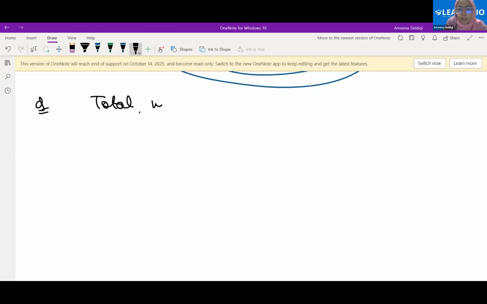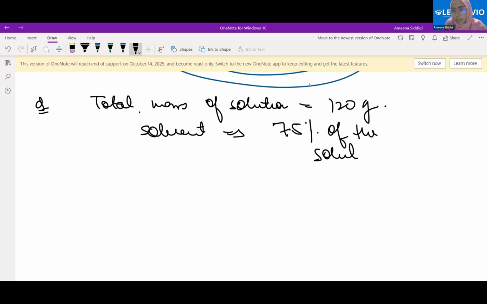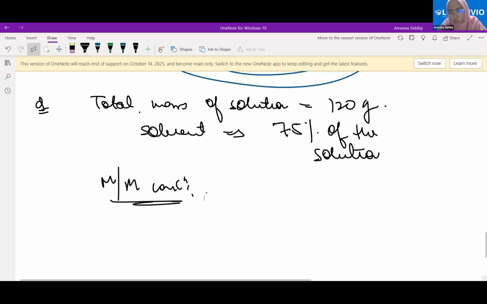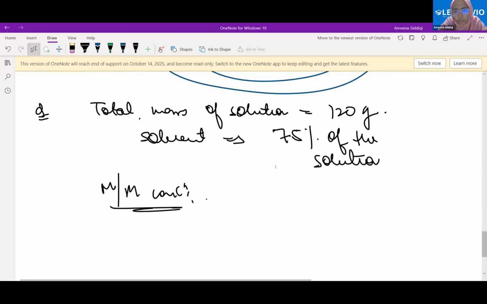Total mass of solution is 120 grams. Solvent is 75% of the solution. Tell me the mass by mass concentration very quickly. What's the information given here? We have the total mass of the solution and we have the percentage of the solvent. Try very quickly.